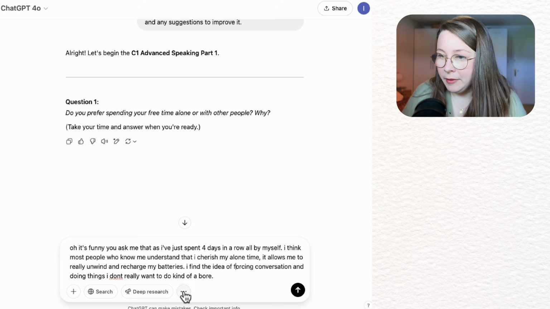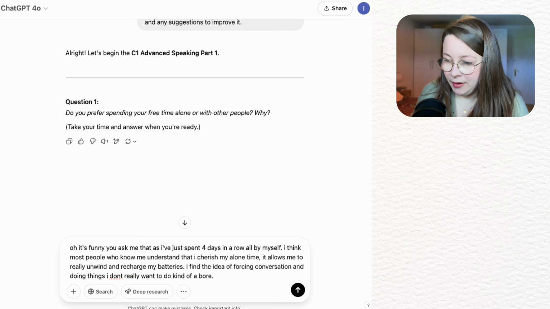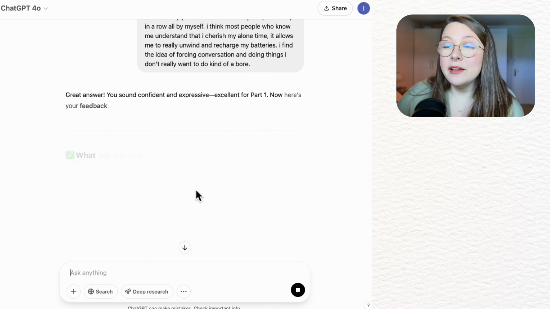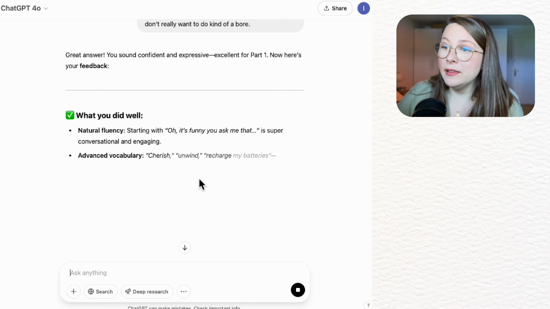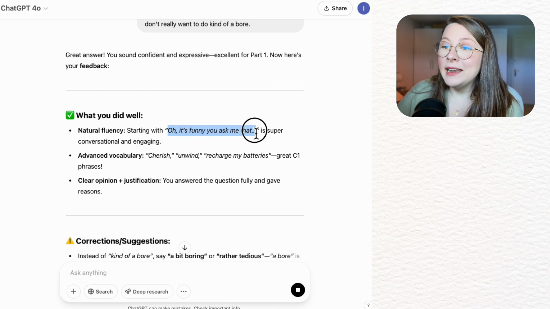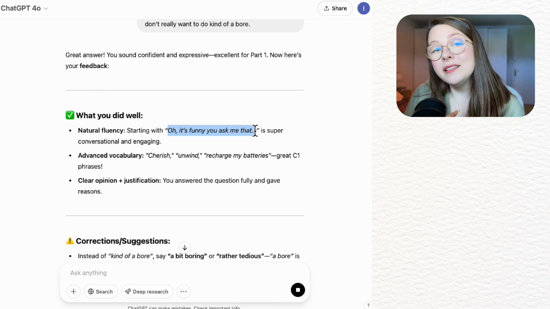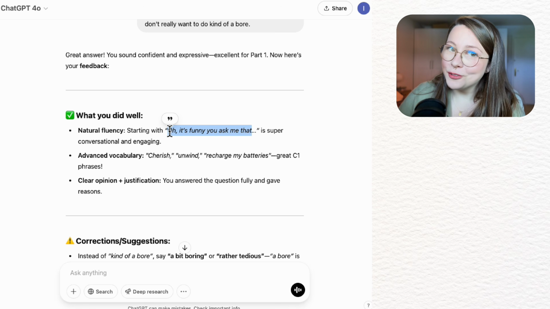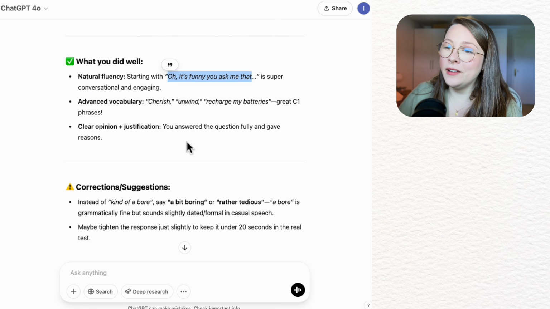Oh, made lots of mistakes here. But I mean, it doesn't matter because this is going to be a speaking answer. So now I can wait for ChatGPT to give me some feedback. They liked my natural fluency. This is something I always teach my students when they're giving a speaking answer, is try and use a natural phrase to start your answers.